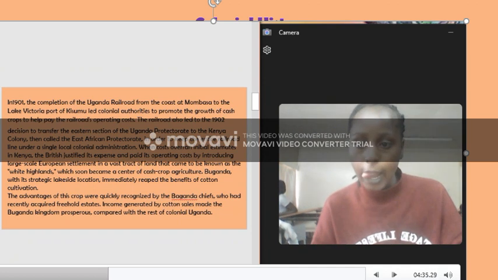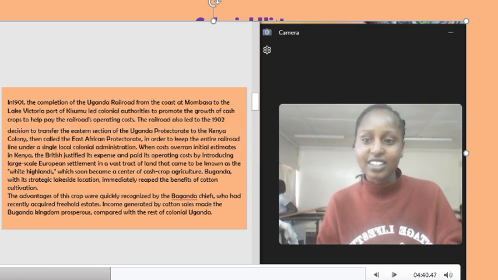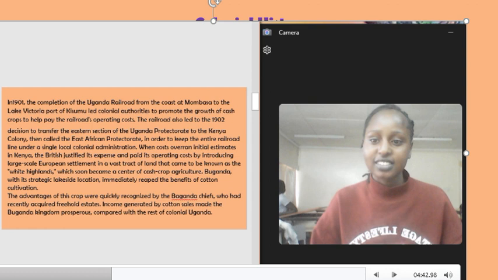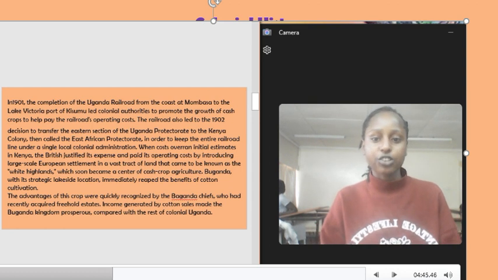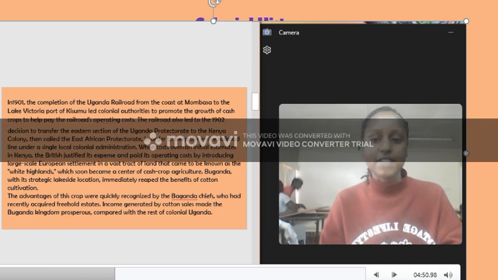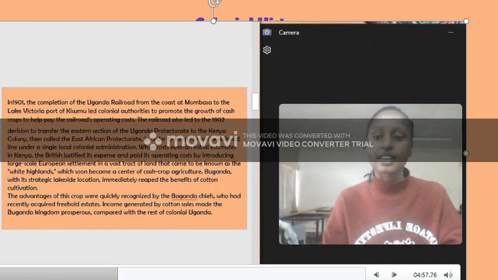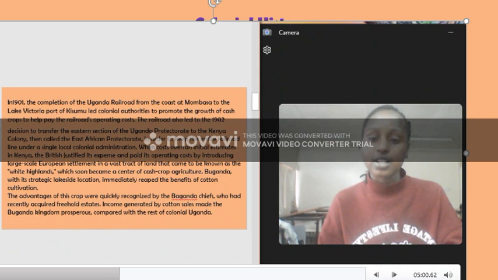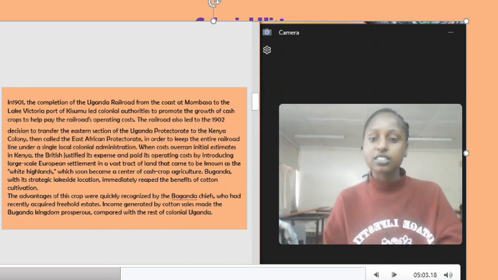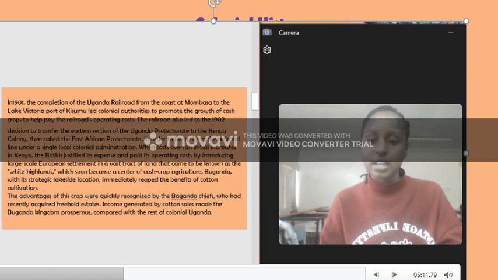When costs overran initial estimates in Kenya, the British justified its expenses and paid its operating costs by introducing large-scale European settlement in a vast tract of land that came to be known as the White Highlands, which soon became a center of cash crop agriculture. The advantage of this crop was quickly recognized by the Baganda chiefs, who had recently acquired freehold estates. Income generated by cotton sales made Buganda wealthier compared to the rest of colonial Uganda.